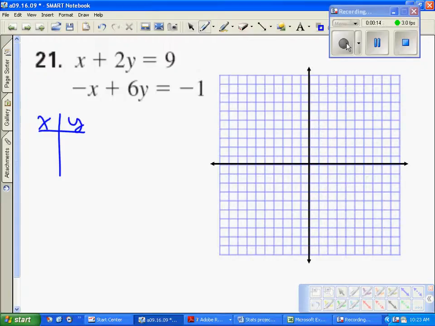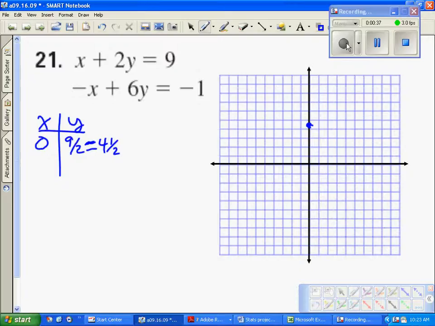If we use the cover-up method, we cover up x and solve for y. If x goes to 0, y has to be 9 halves. Now 9 halves is 4.5. You should be able to plot that point at (0, 4.5). Okay, put a point there on your graph.